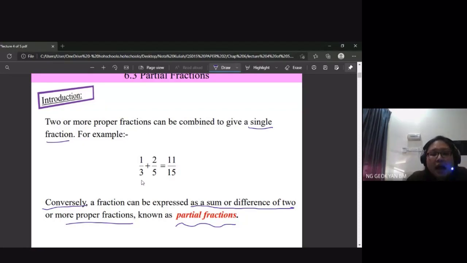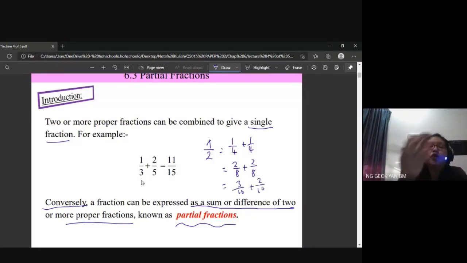Paling senang ialah anda fikir macam mana anda boleh dapat 1/2. It can be 1/4 plus 1/4. Am I right? So it can be 2/8 plus 2/8, and it can be 3/10 plus 2/10. Ada banyak kemungkinan kerana dia nombor. Tapi kalau dia adalah dalam bentuk x, it means dia punya partial fraction adalah fixed dalam bentuk pecahan separa yang tertentu.